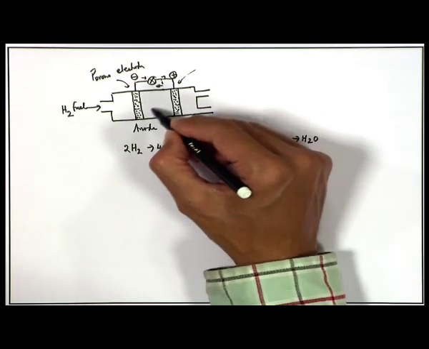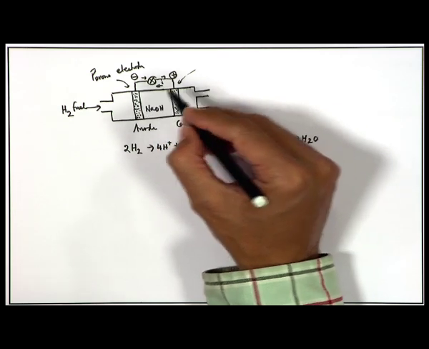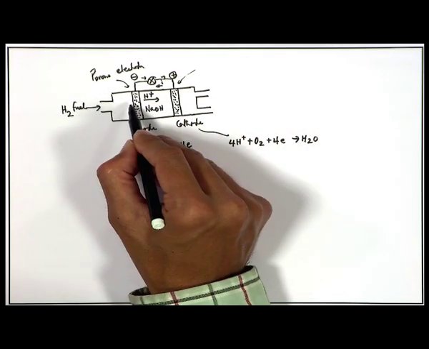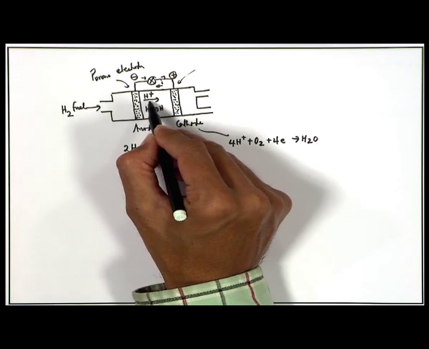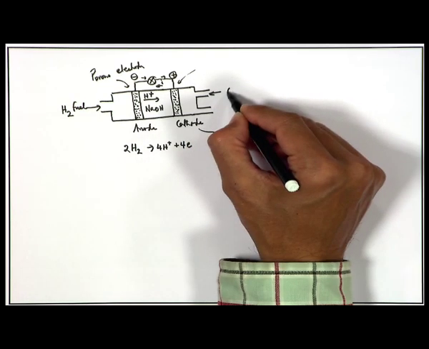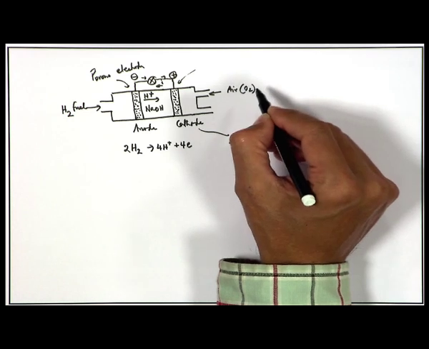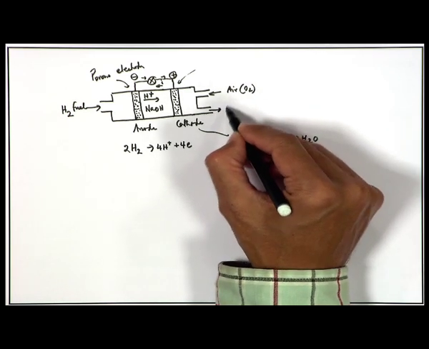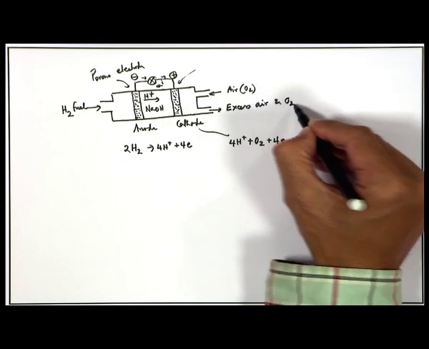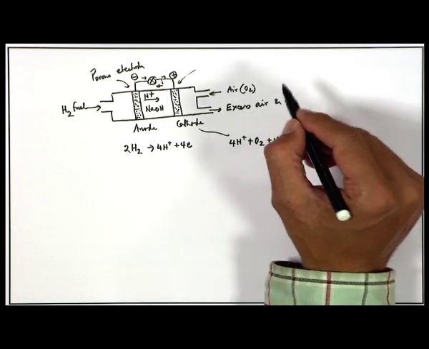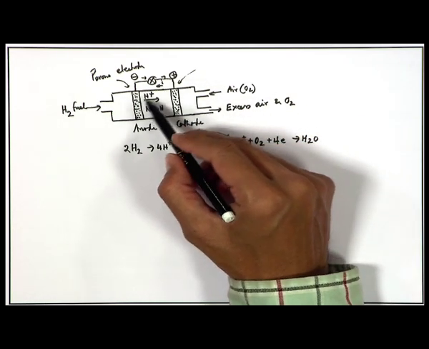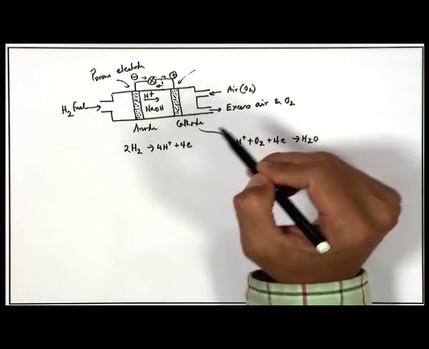That means it is alkaline, so therefore NaOH and H plus will be moving in this direction. So, this H2 will diffuse in, and then it will be converted to H plus, and then it will move from this direction to this direction. So, here you input air, that means O2, and here excess of air and unused O2 is coming out. So, this is a porous cathode, this is porous anode, and the net process is this.